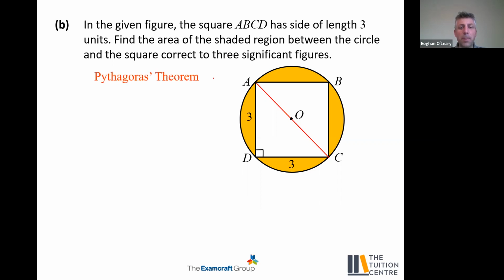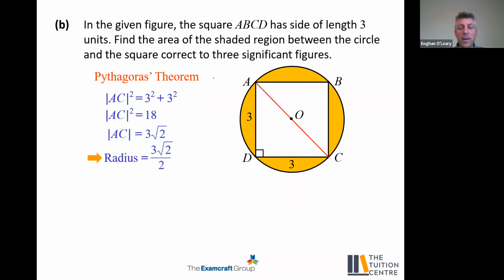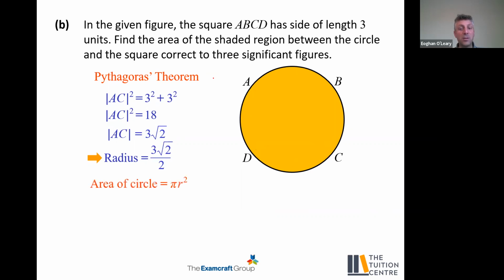So using Pythagoras' theorem, we can say the hypotenuse, which is AC. AC squared is equal to 3 squared plus 3 squared. It's equal to 18. So therefore, AC is the square root of 18, which is 3 root 2. That is my diameter. Of course, I can then say my radius is half of that. So it's 3 root 2 over 2. I can use that information then to find the area of the circle, pi r squared. So the area is going to be pi times 3 root 2 over 2 squared.